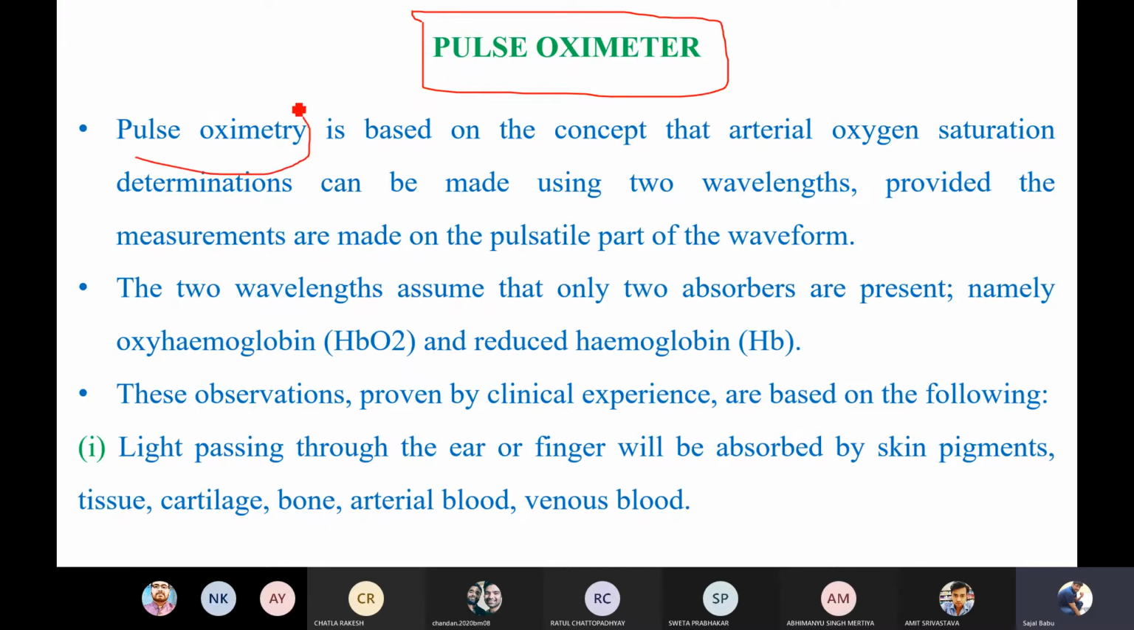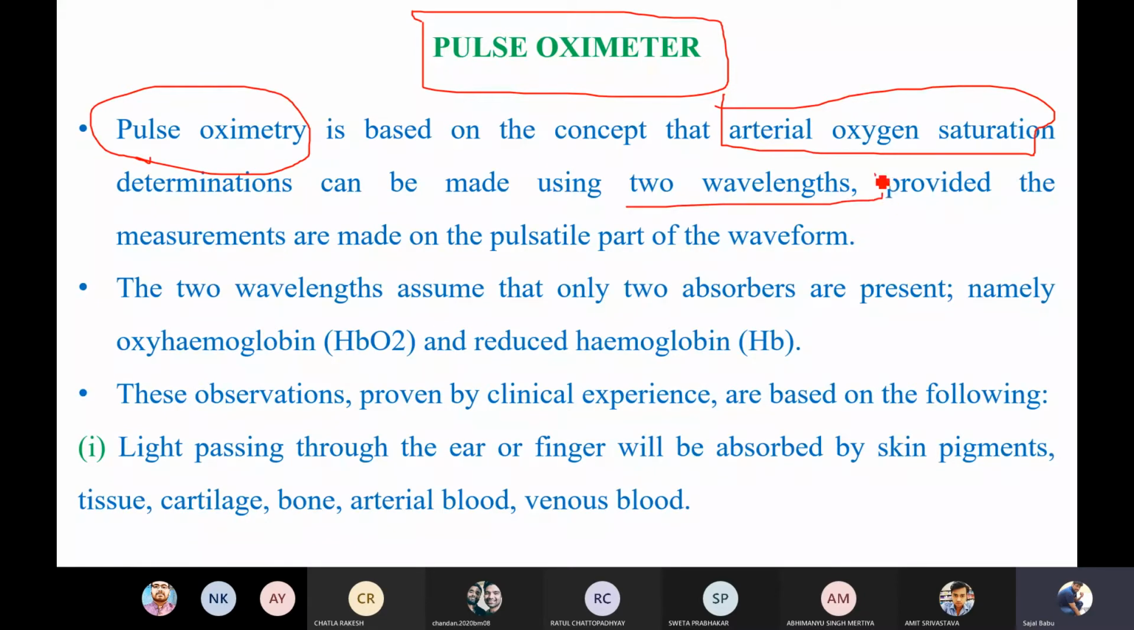As you know that this particular pulse oximetry, or you can call it a pulse oximeter, works on the concept of arterial oxygen saturation determination. Okay, so it will determine the oxygen saturation concentration by using two different wavelengths. That means it is going to use two different lights of two different wavelengths, and depending upon the absorption principle, that means how much of one wavelength light and how much of the second wavelength light has been absorbed. Depending upon absorption, we can measure the pulse oxygen level.